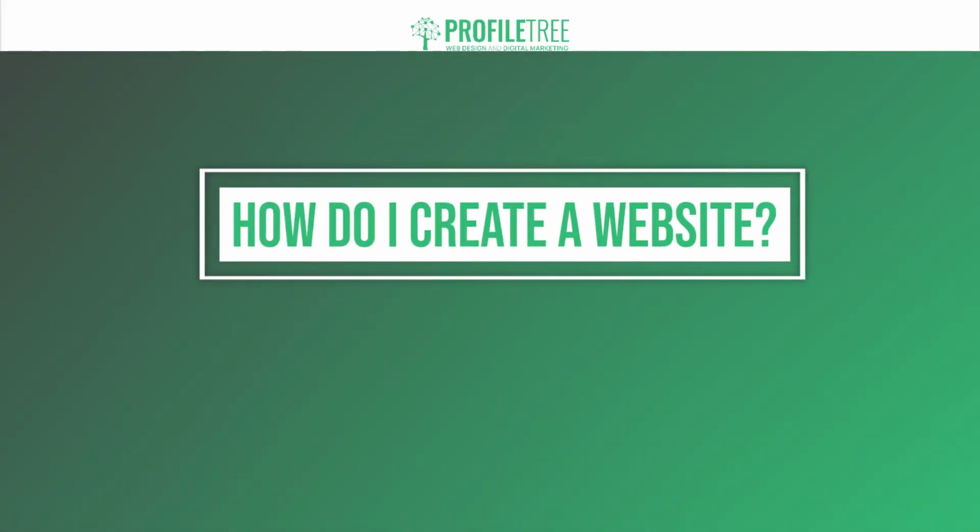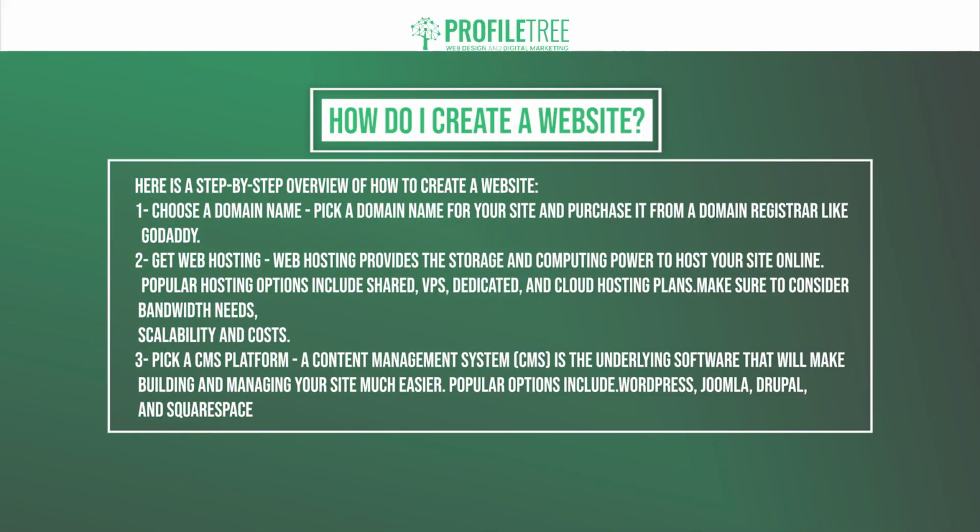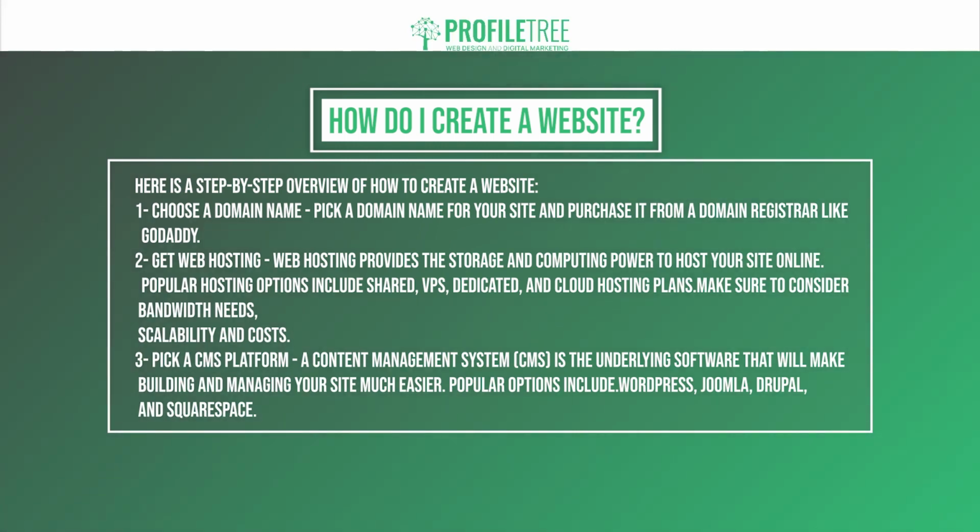So how exactly do you create a website? Firstly, you want to choose a domain name. So go pick a name for the site and purchase it that best suits your business. You can purchase it from a domain registrar like GoDaddy, and you can choose something memorable, something short, something that can represent your site.